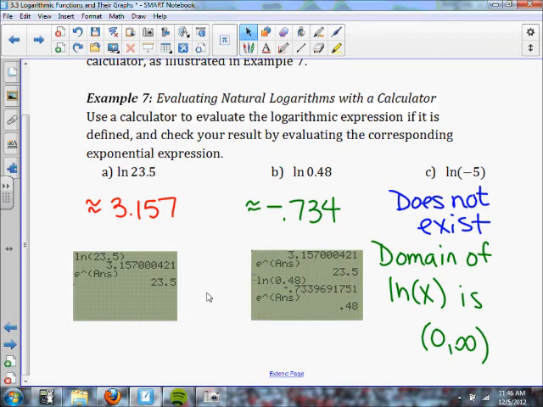Are there any questions on example 7? Very well. Tomorrow we'll cover example 8, which is graphs of logarithmic functions. We're also going to measure sound using decibels, which is actually quite interesting.